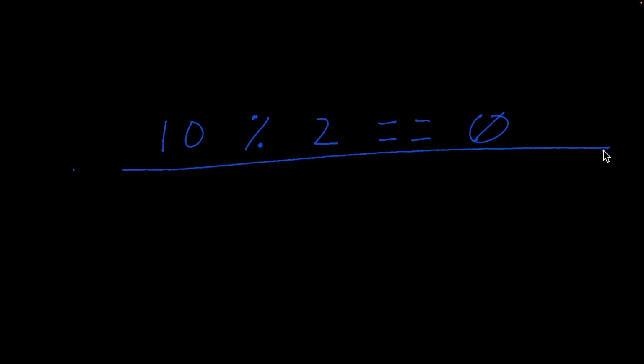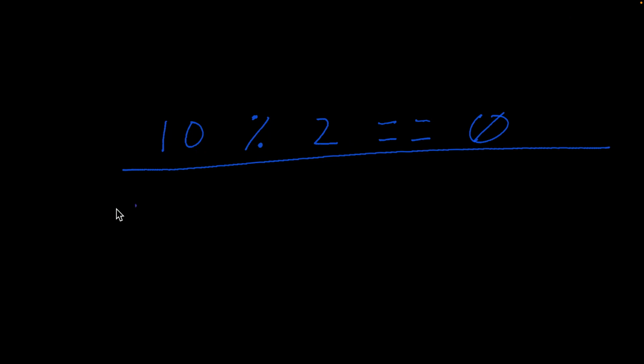How many times does 2 go into 10? 5 times, right? And now, after it's divided itself into 10, is there anything left over? No. So 10 modulo 2 is equal to 0. Is this statement true? Yes. So we're using this to determine that there is no remainder, that it divides into it evenly.